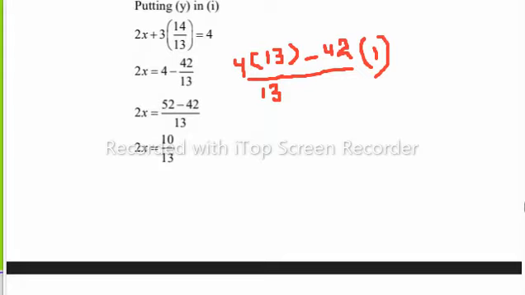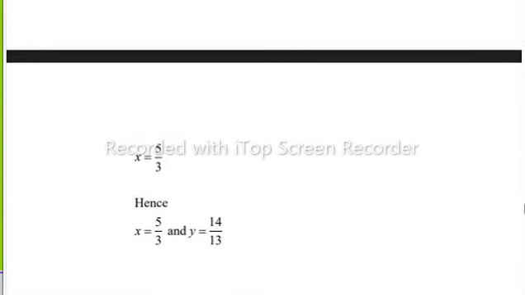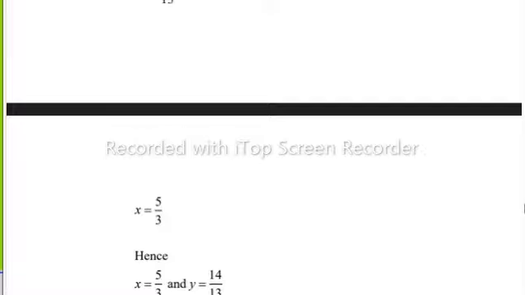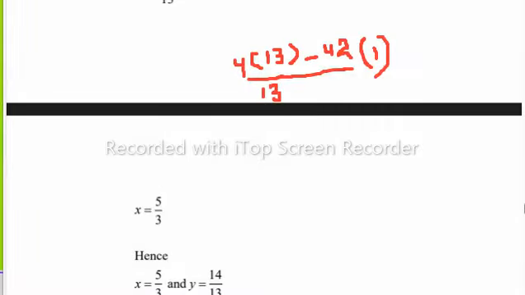In the next step 13 will be written here. 42 ones are 42 upon 13. 52 minus 42, the answer is 10, over 13. In the next step 2, which is multiplied with x, is shifted to the left hand side, and we also take a cutting of both these terms.